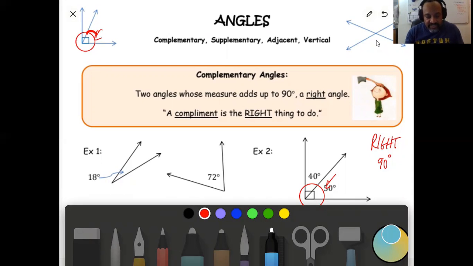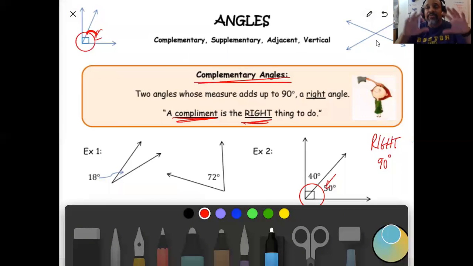So the very first thing we see here is a complementary angle. Complementary angles are two or more angles that add up to 90 degrees. Usually it's two angles, but it could be more than two. Generally it's two angles that add up to 90 degrees, so it's two angles that make a right angle. A way to remember it is, when you compliment someone, that's the right thing to do. Even though this is a different spelling of compliment, it's a good way to remember it.